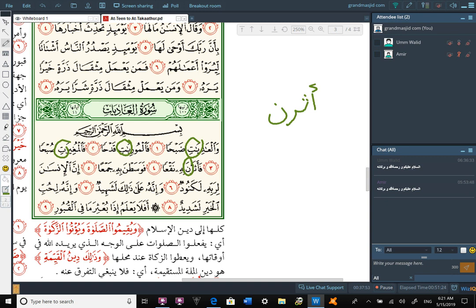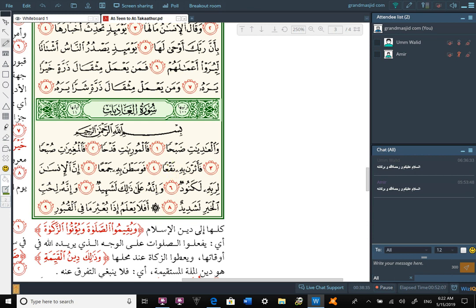Atharna is a fil madi, a past tense verb. Athara means to have an effect. It is mabni ala sukun because of the noon of niswa. Atharna. So they have an effect. Bihi, meaning with this running, with this striking, with this raiding. Fa'atharna bihi. Then they have an effect with all of that running and sparking and raiding. Bihi: bi is a harf jar, and hi is an ism majroor.